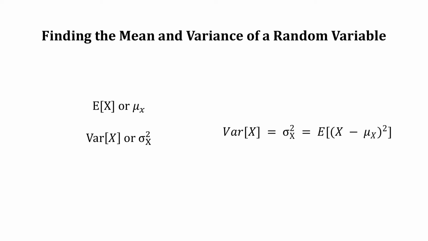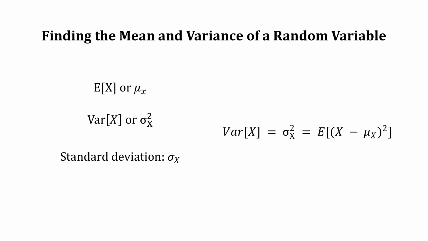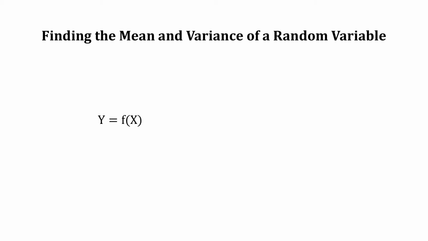It is important to be clear from the context of the work at hand whether we are talking about the mean, expected value, and variance of a random variable x, or perhaps the sample mean and estimated variance of n realizations of x. The square root of the variance of a random variable yields its standard deviation, sigma sub x.